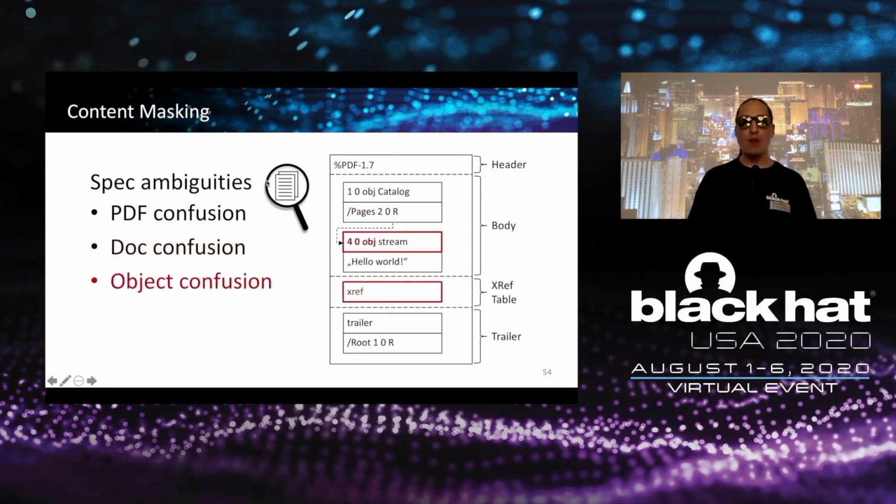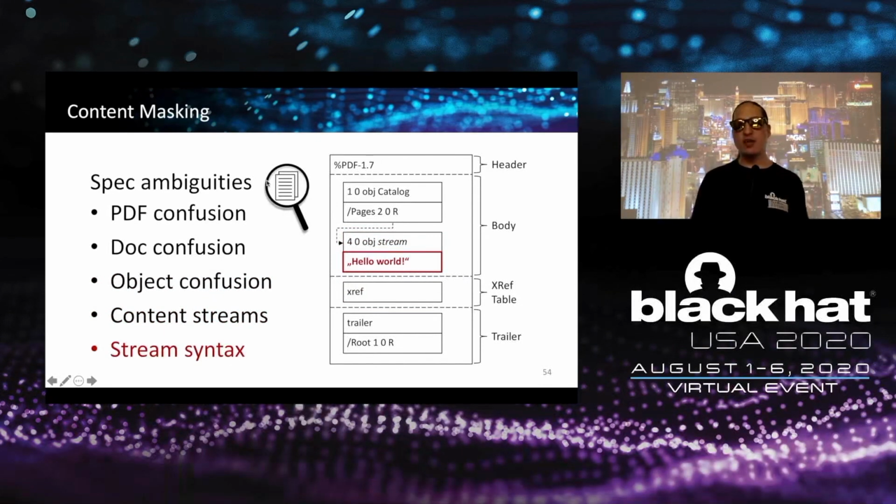Or what about objects with duplicate object numbers, or objects that are not listed in a cross-reference table? Also, it's unclear how content streams should be parsed if their length value does not match the offset of the endstream marker. I will show an example in a second. And finally, there are some edge cases on the syntax level of content streams, like uppercase, lowercase, and so on.